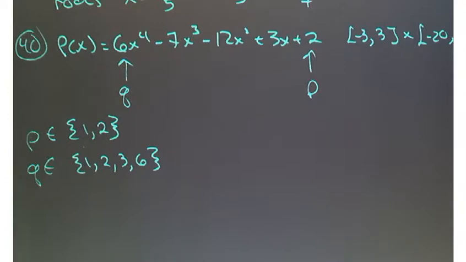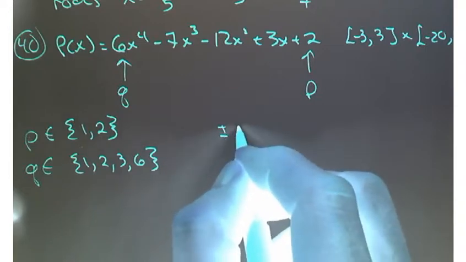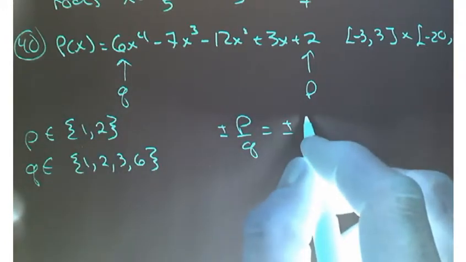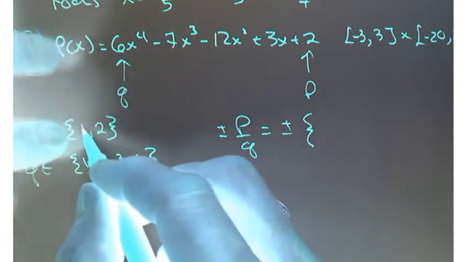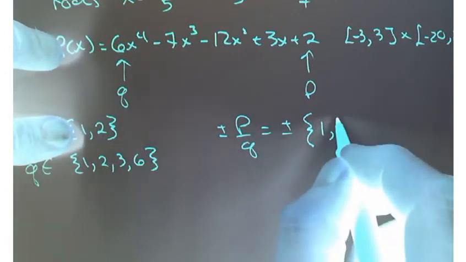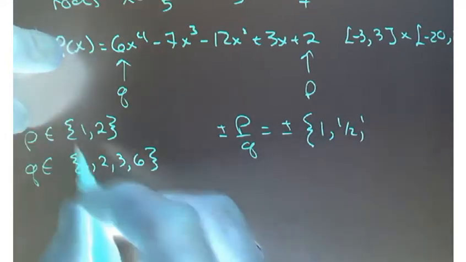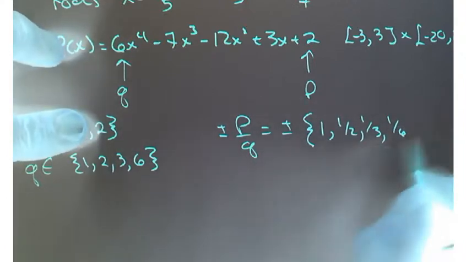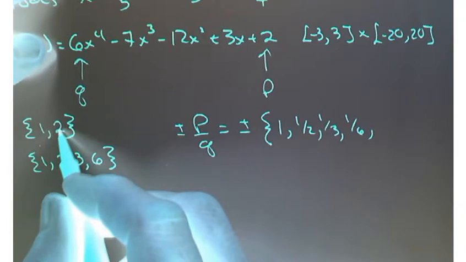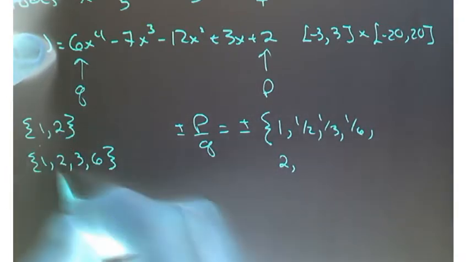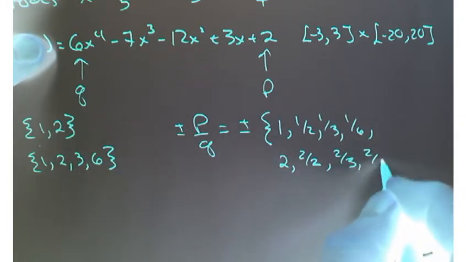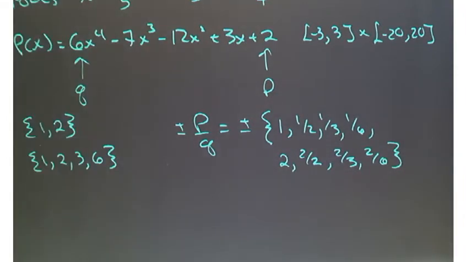Our possible rational roots, and this is a question on your little exam that you're going to be working on for me, are plus or minus, and please don't forget the plus or minus, P over Q. So just go through one at a time and do 1 over 1, and then 1 over 2, and then 1 over 3, and then 1 over 6, and then keep going. 2 over 1, 2 over 2, 2 over 3, and 2 over 6. And that's it. Those are all the different combinations.